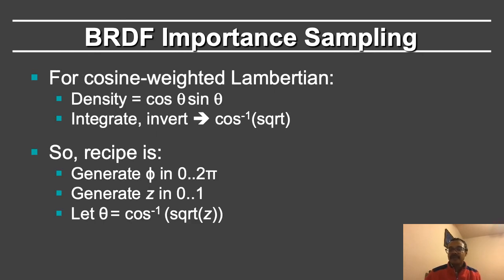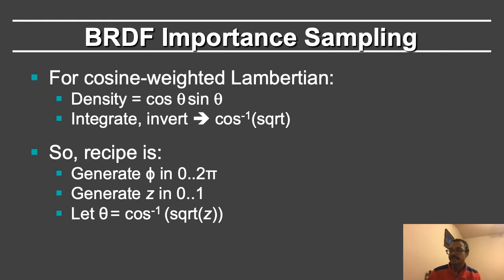One example of that is cosine weighted Lambertian sampling, which effectively corresponds to the projected solid angle. The density in this case is cos theta times the solid angle, which will be sine theta d theta d phi. And you can work out that in this case, the integral of that is cos theta d cos theta, so it's proportional to cosine square theta. And if you want to invert it, instead of just doing cosine inverse, you have to take cosine inverse of the square root.